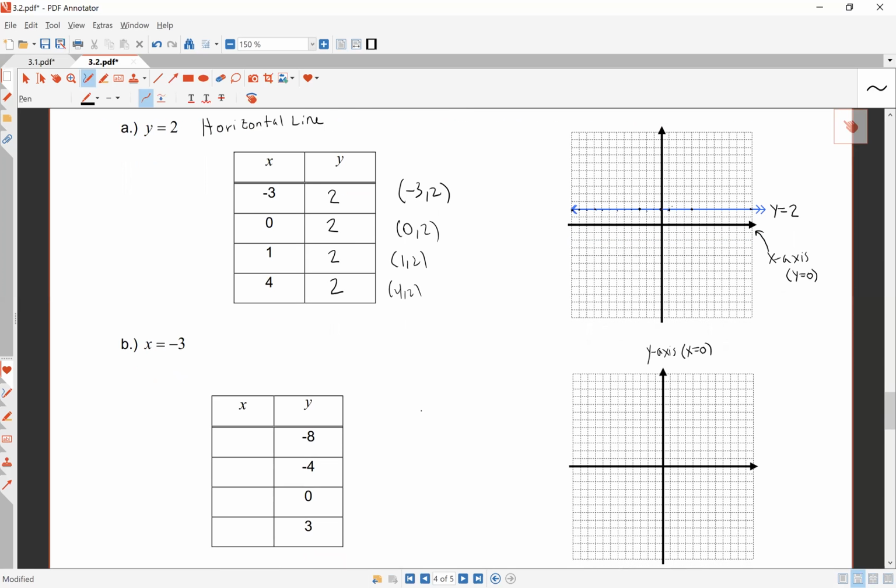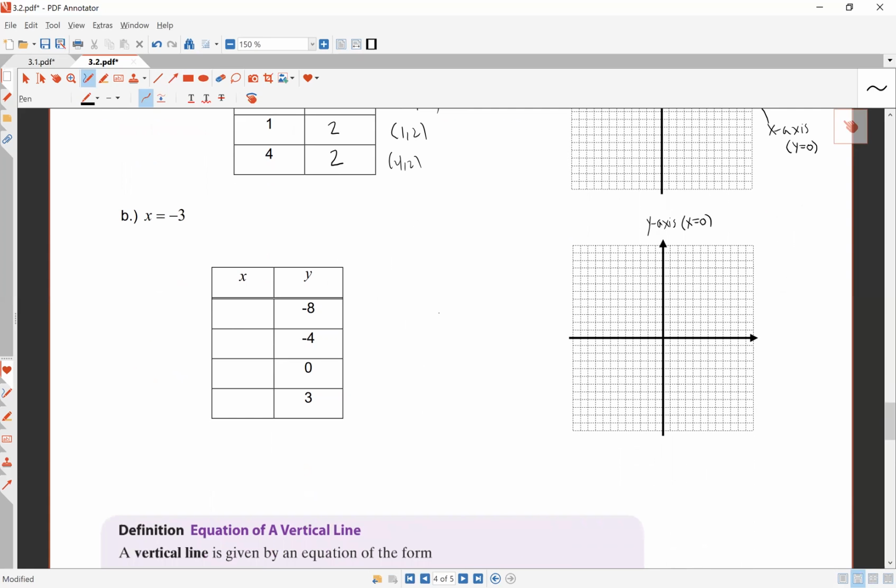So graphing x equal to -3, we're saying that x equals -3 always. So it's fixed at -3. No matter what the y value is, the x's are -3. When we plot a few of those points, -3, -8, -3, -4, -3, 0, -3, 3, we see that those form a vertical line.